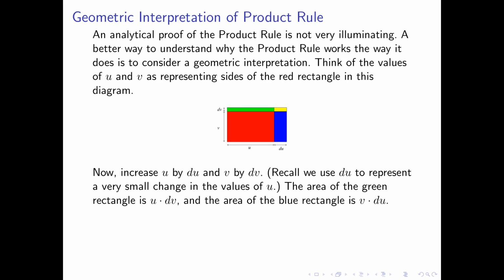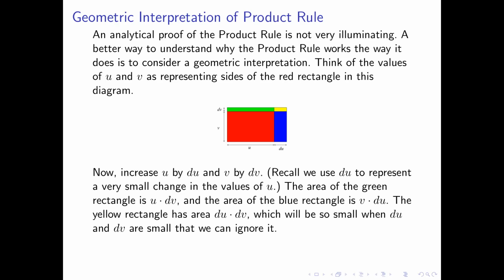Now notice that the green rectangle on the top has an area of u times dv. You can see that from the diagram. And the blue rectangle has an area of v times du. There's also the little yellow rectangle in the top right. And you can see here from the diagram that its area is du times dv. But keep in mind, du and dv are extremely small here.